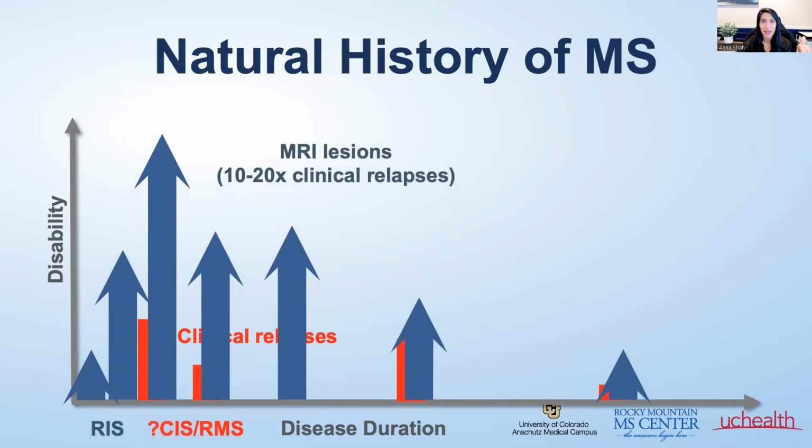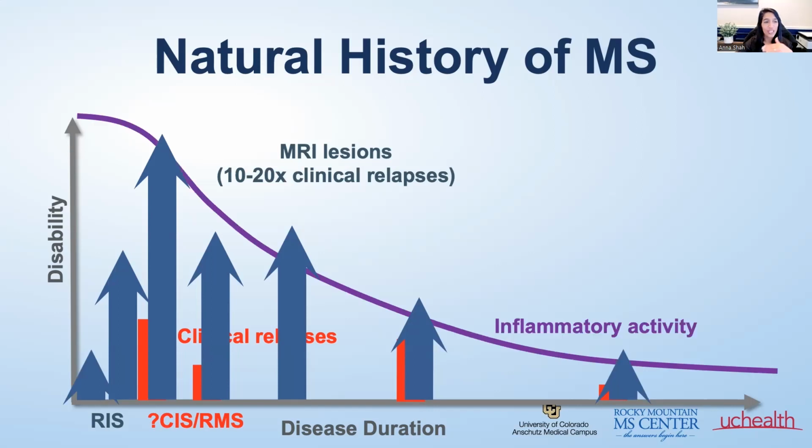And then when we think about MRI activity, one of the really interesting pieces with MS is that somewhere between 90 to 95% of inflammatory activity in the brain can be clinically silent, meaning we often see patients with MS that have 10 to 20 times the number of MRI lesions than they have had clinical relapses.